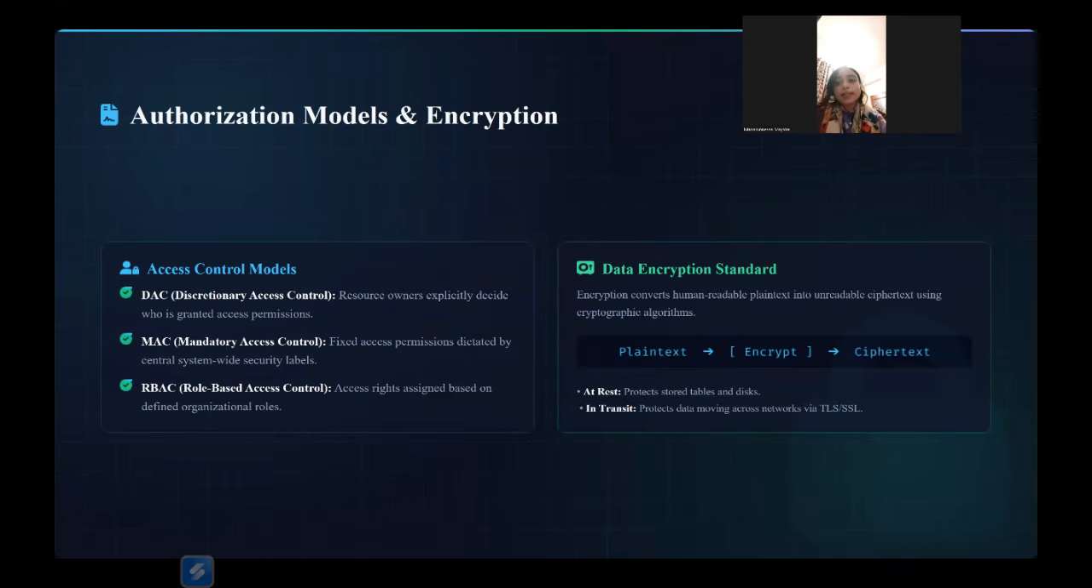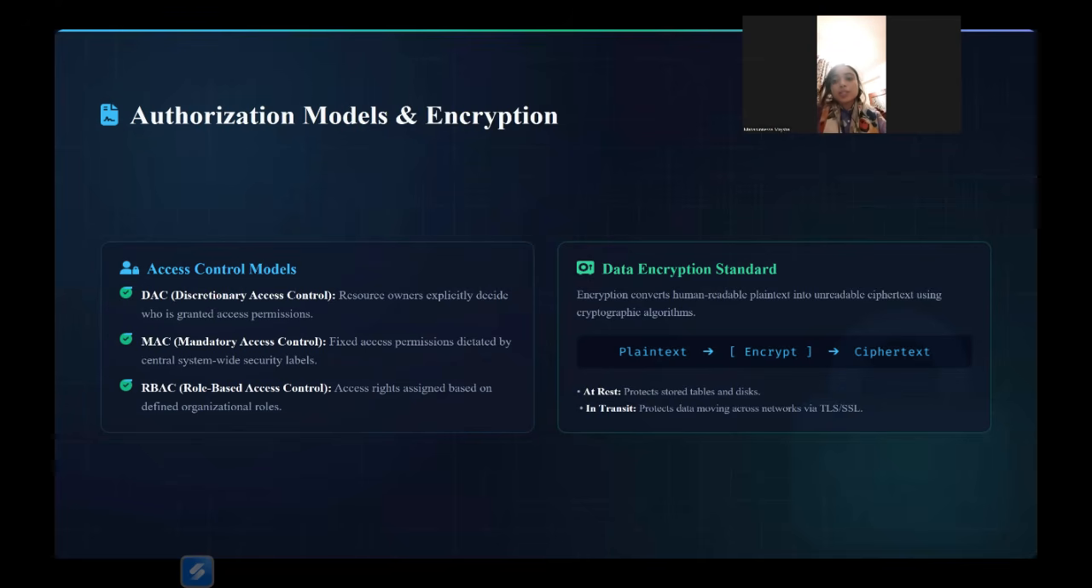Authorization models and encryption. There are 2 parts here: access control models and data encryption standards. Under access control models, we have 3 models. First is DAC. Resource owners explicitly decide who is granted access. Second, we have MAC, or mandatory access control. Fixed access permissions are dictated by a central, system-wide security level. Third, we have RBAC, or role-based access control. Access rights are assigned based on defined organizational roles.